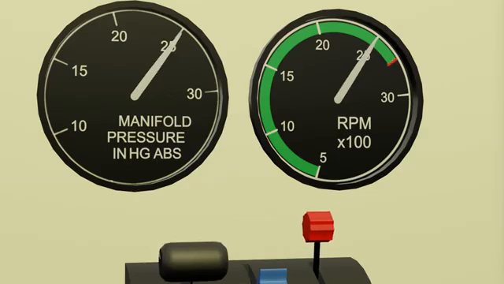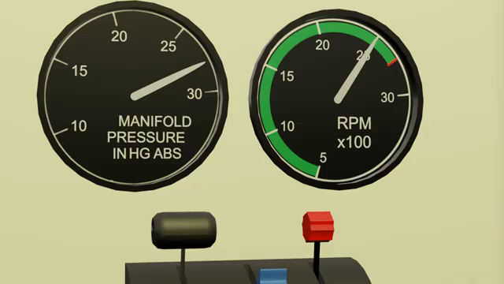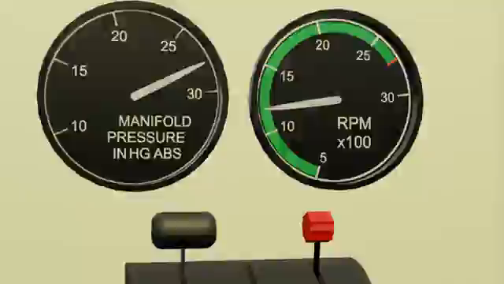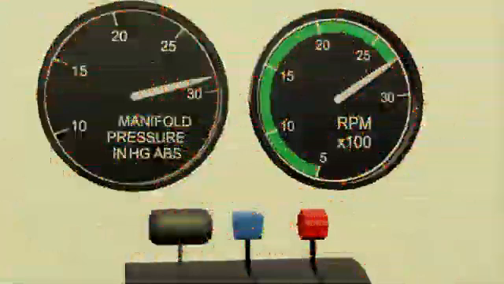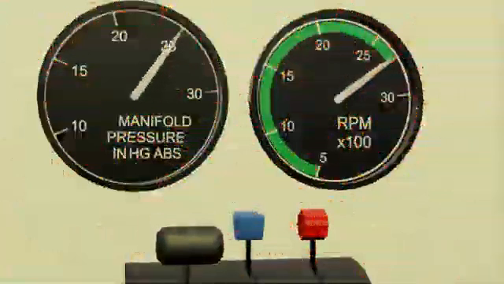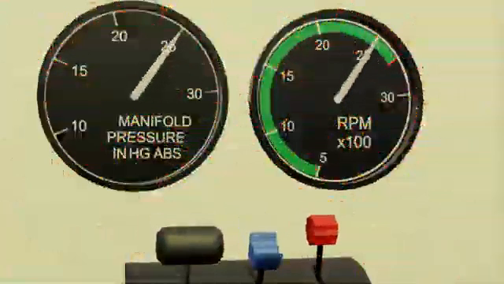Hypothetically, let's examine a very high manifold pressure coupled with a very low RPM. There will be too much fuel in the cylinders and allowed too much time to compress, leading to detonation, which, as you may recall, is bad. So remember, left to right reduction, or throw the power away.